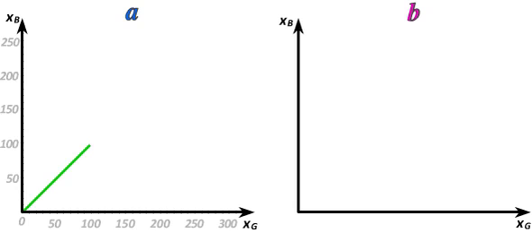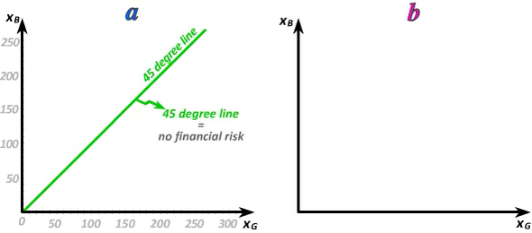On the horizontal axis of this model, we'll denote consumption in the good state as xg, and on the vertical axis, we'll denote consumption in the bad state as xb. Along the 45-degree line, consumption in the good state is equal to consumption in the bad state. And thus, if we end up on the 45-degree line, we face no financial risk.